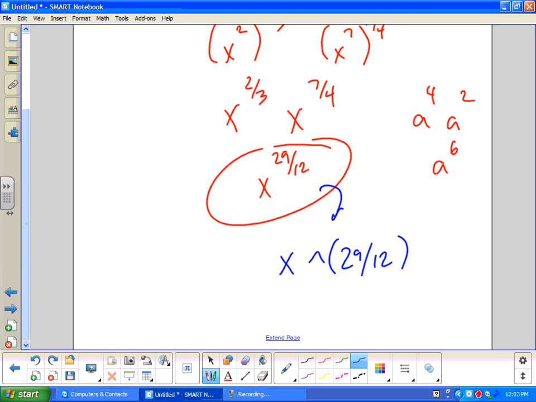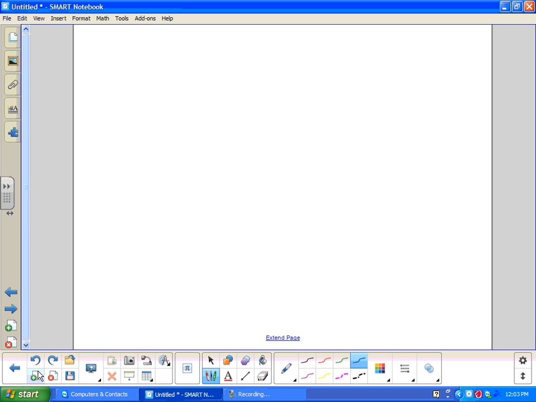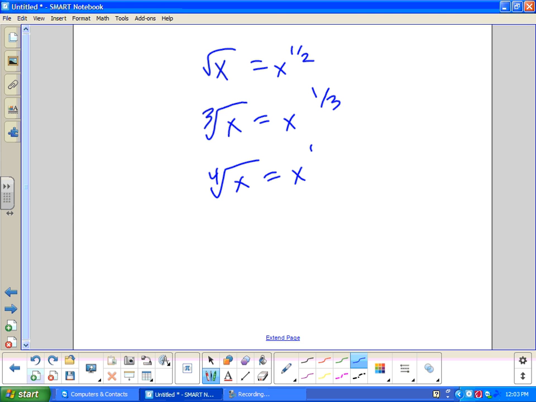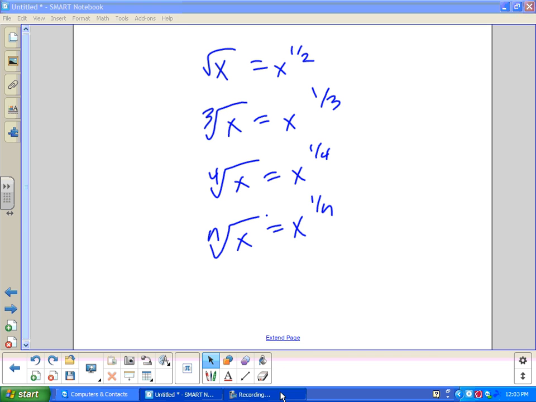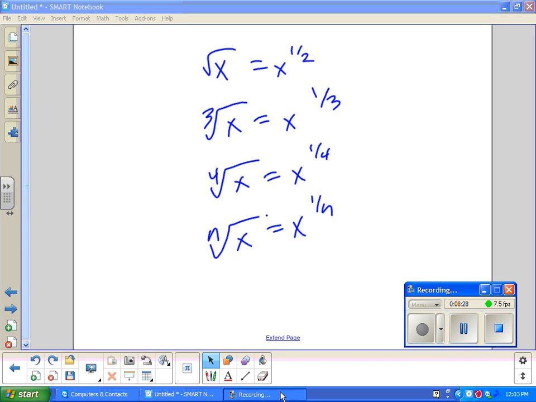Everybody, it comes down to a cool rule. It had to work because 2 cubed is 8, cube root of 8 is 2. But here it is again. The square root of x is x to the half. Cube root of x is x to the what? 1/3. 4th root of x is 1/4. The nth root of x is x to the 1/n. All right, and with that, we have now introduced fractional exponents.